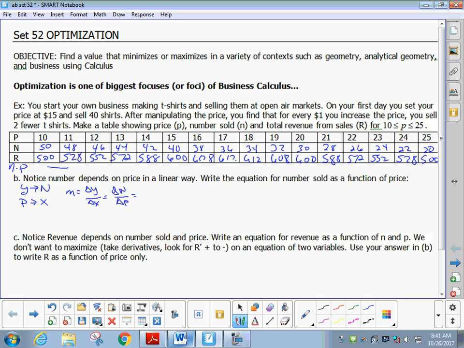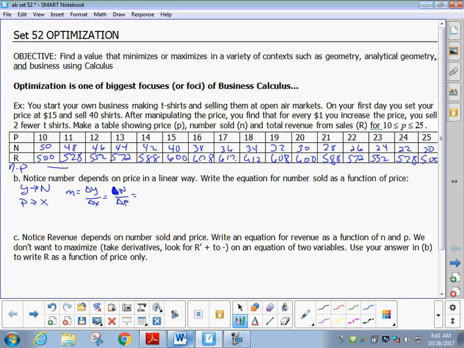Talk it over with your math buddy. That's a delta. Pay attention to signs. Determine the slope?